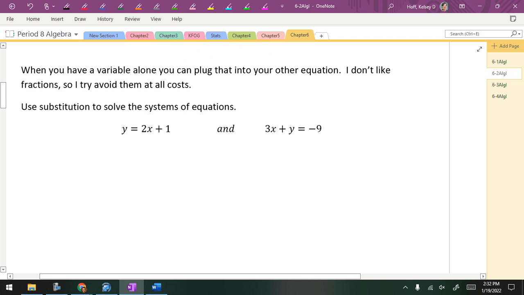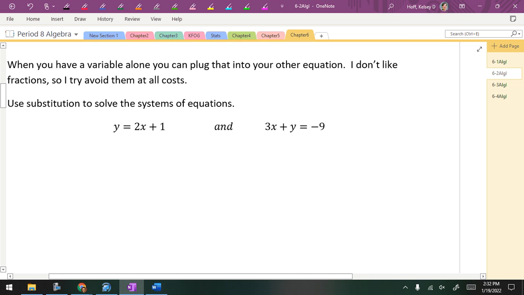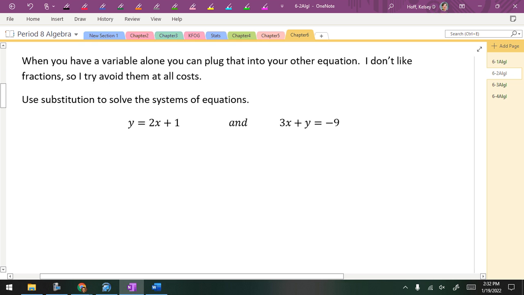So today, our substitution, remember, is involving systems of equations. So we're going to have multiple variables. When you have a variable alone, y or x, you can plug it into the other equation. Now, you really don't want to deal with fractions, agreed? So I would avoid them at all costs. So, use substitution to solve the systems of equations.